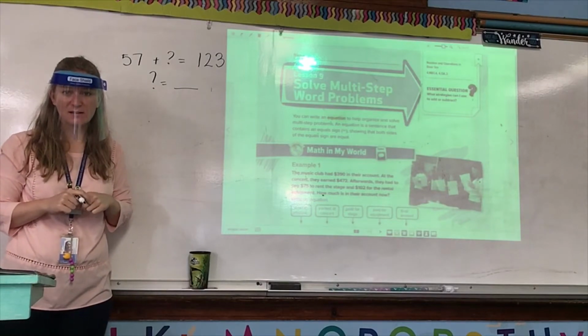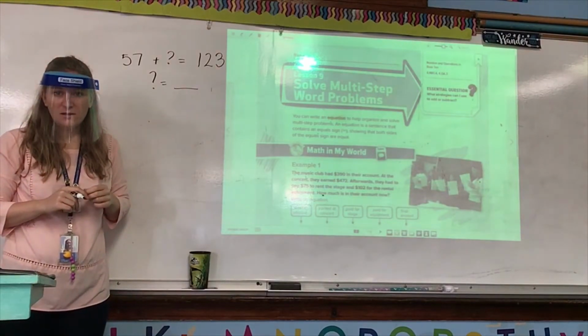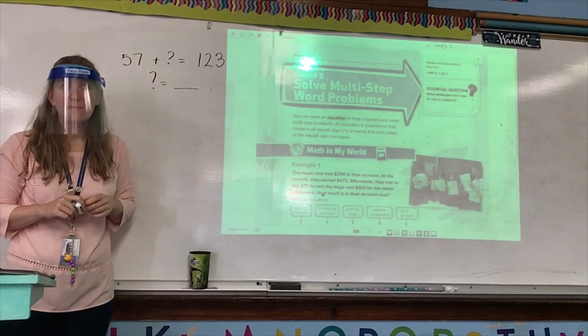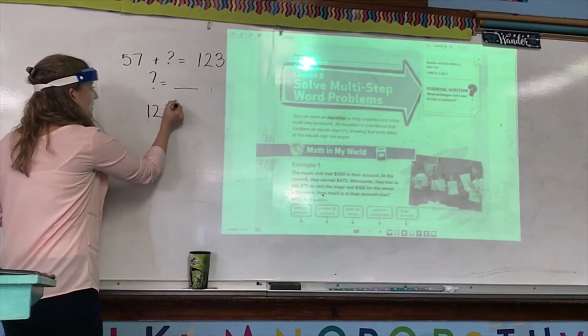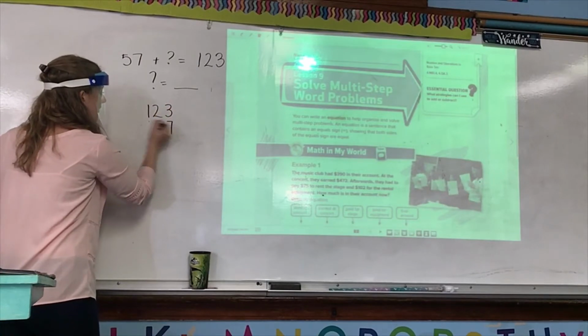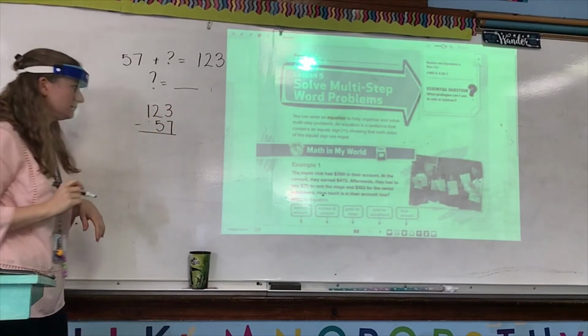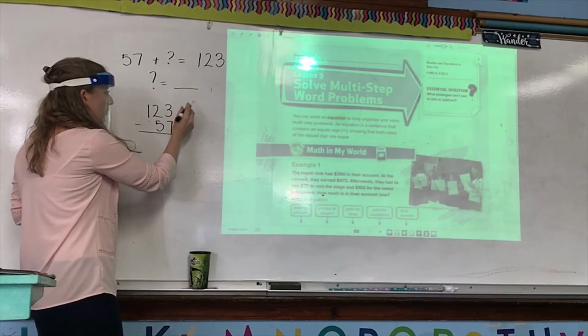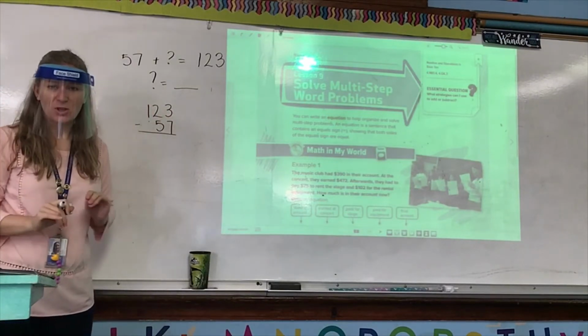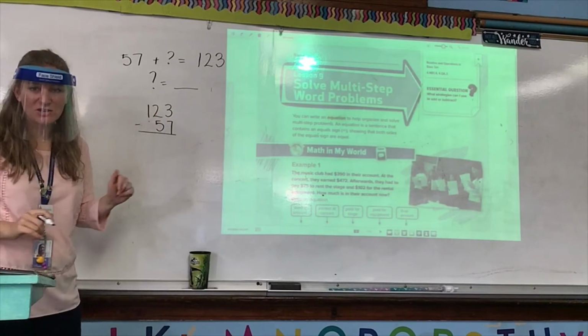Smith: You do 123 minus 57. 123 minus 57. It's almost like when we check with addition. Well, wait, let's go back. So Smith, let's solve this.